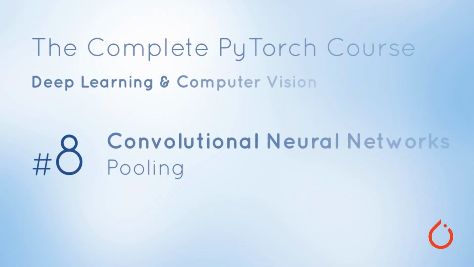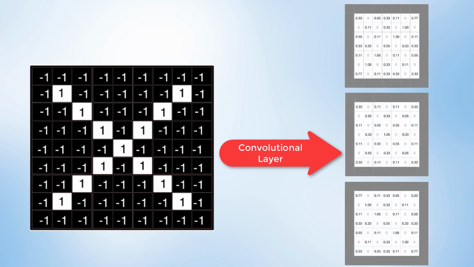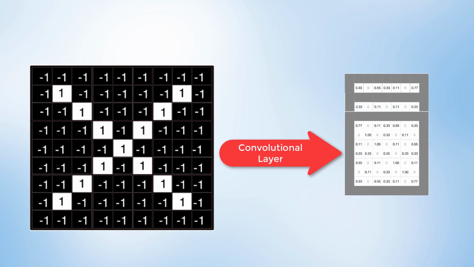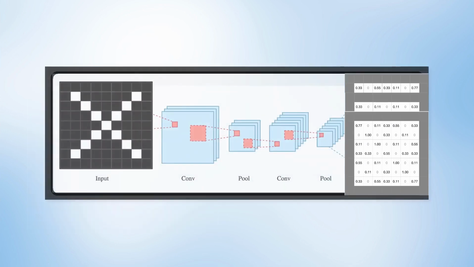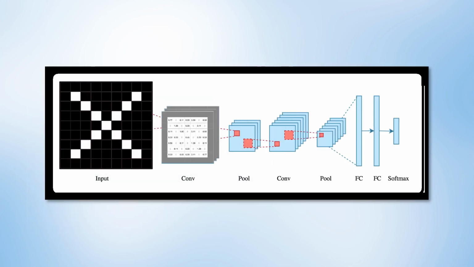Hey, welcome back. In the last video, we further discussed the convolutional layer by going over an example, where we have an image of an X in pixel representation that's processed through the convolutional layer to ultimately output three filtered images that are consistent with specific features of the image itself. The output then goes through a pooling layer. What is the pooling layer?